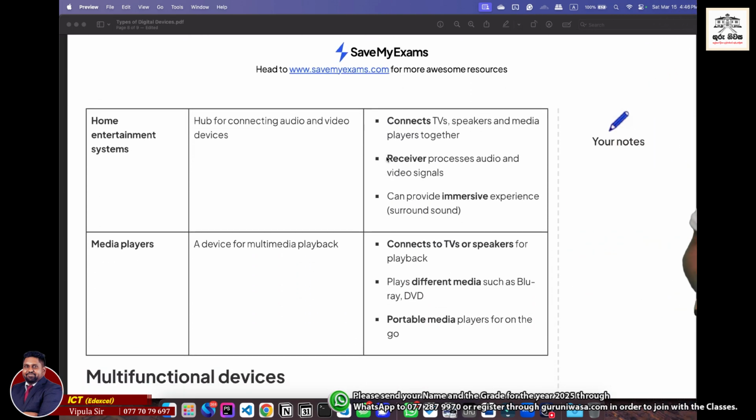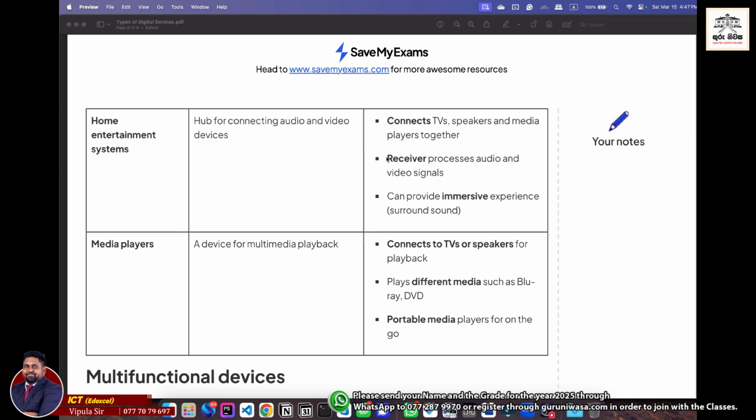And then we have home entertainment systems, similar to hubs, where we connect our audio and video devices, which basically allow you to connect and receive, and give out a good experience based on your audio and video devices, as well as you do have the option of media players.